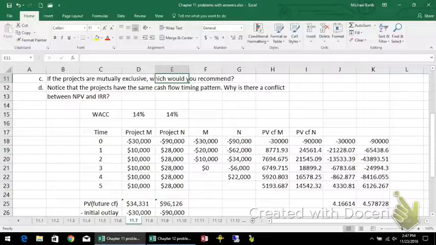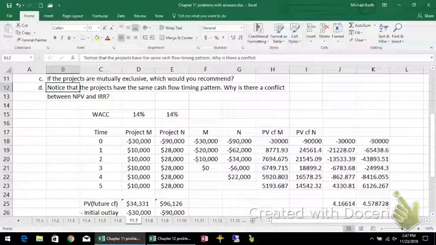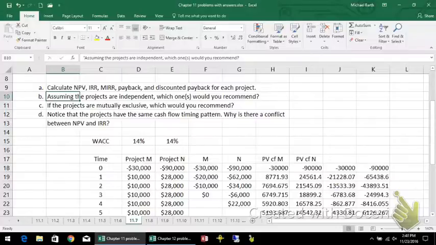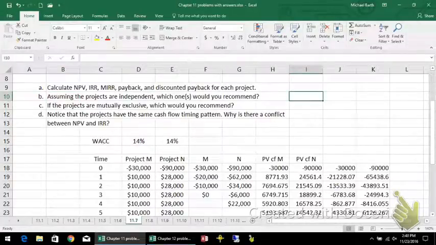All right. Notice that the projects have the same timing. Well, let me go in order. Assuming the projects are independent, which one would you recommend? Both. If they are mutually exclusive, which one would you recommend? You can't have both. You can have neither. You can have M or N.